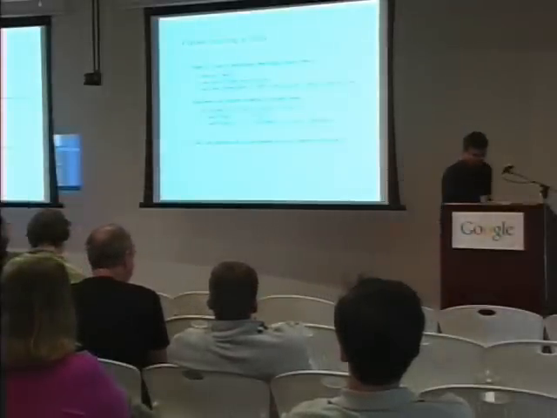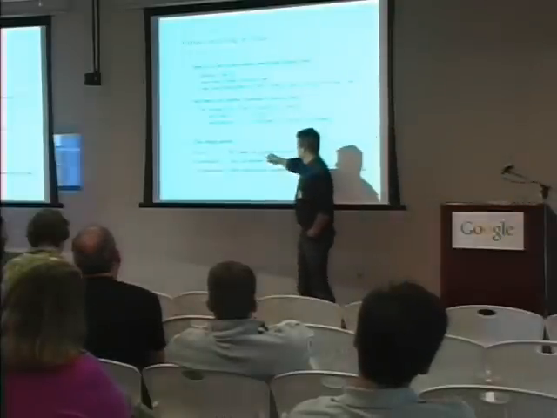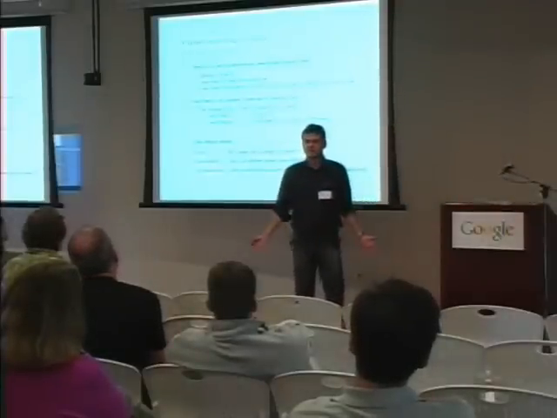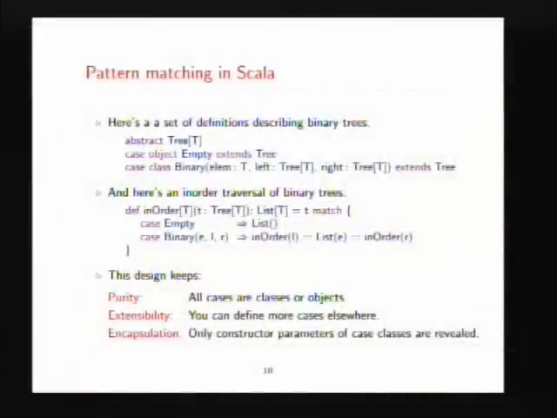It's good. So you can argue that this design really keeps the purity because all cases are classes or objects, and that's all we're dealing with here. It keeps extensibility because, well, we've seen two cases here, but you're completely free to define, let's say, a third case called Ternary for a ternary node somewhere else in a different compilation unit. Nobody requires you to list all the cases together with the tree, so extensibility is maintained.